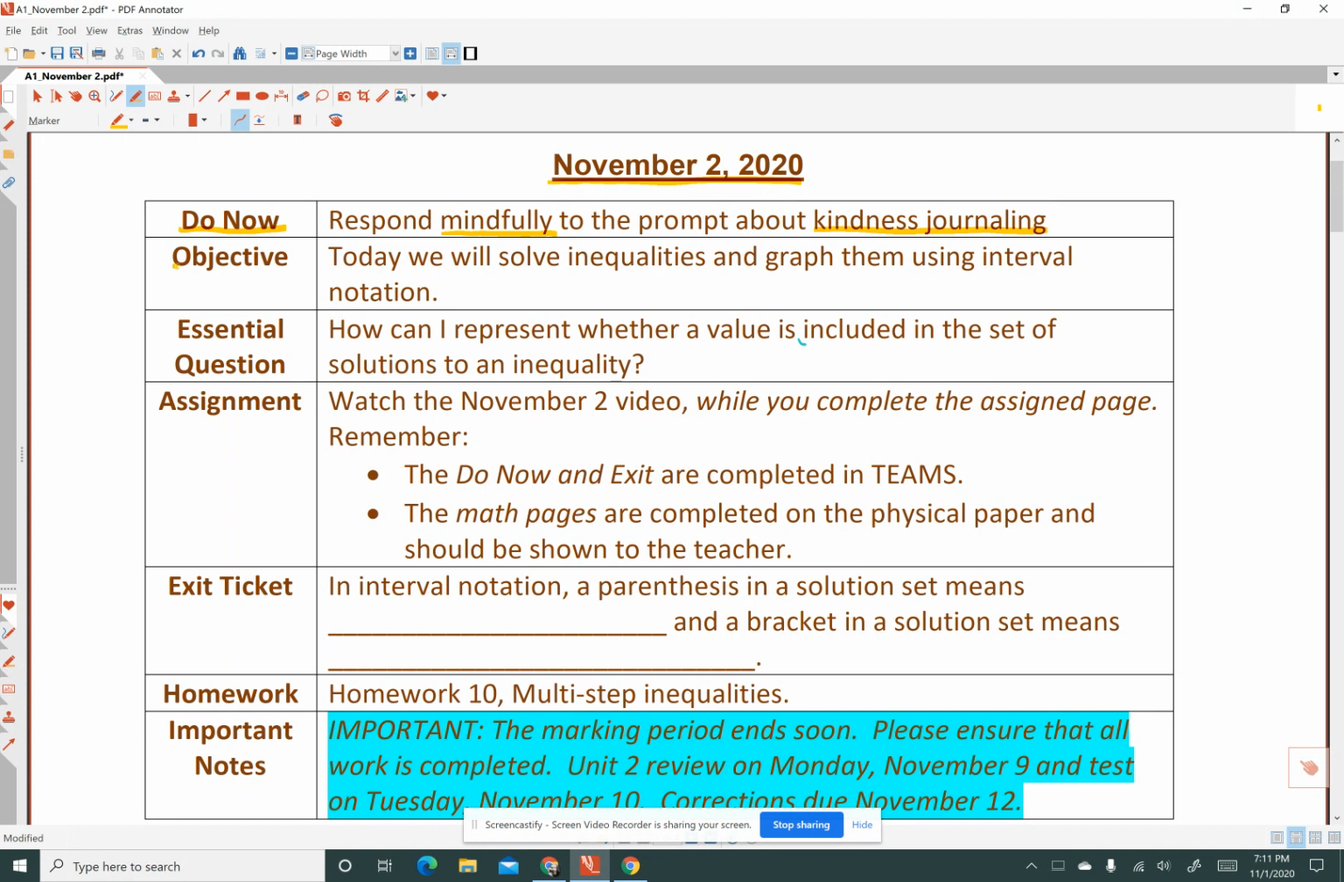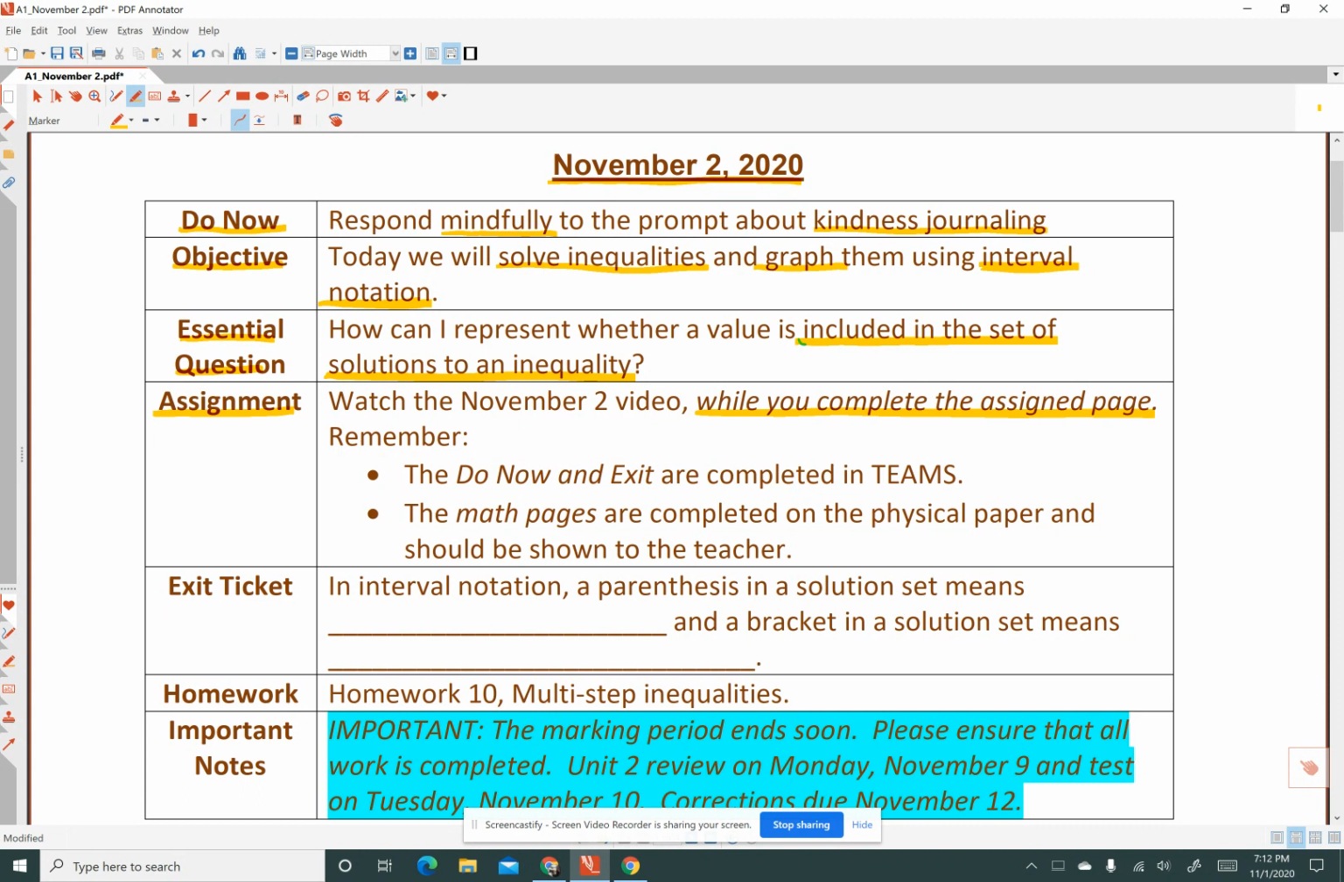Our objective will be to solve inequalities, and we will graph them using interval notation, and that's the new step for us today. Our essential question: how can I represent whether a value is included in the set of solutions to an inequality? Our assignment will be to watch this video, and please complete your assigned pages as you're watching the video.